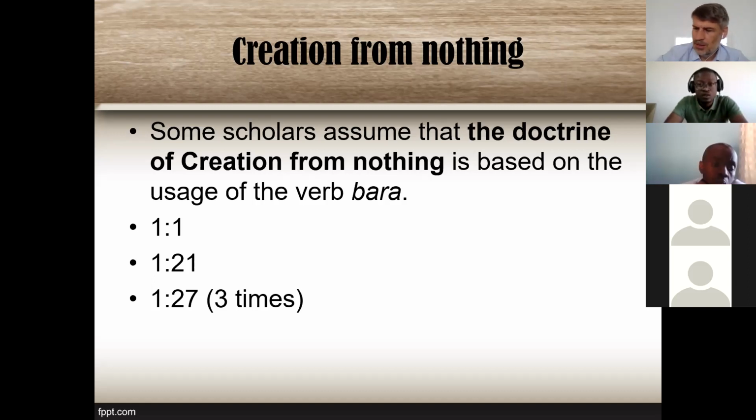In 1:21, it is used to describe the creation of living creatures. God created bara the large sea creatures, and every living creature that moves and swarms in the water, according to their kinds. He also created every winged creature according to its kind, and God saw that it was good. So creating not animals, we cannot say animals, but all those who live in water, and the birds. And in verse 27, 3 times this verb is used when people are created.